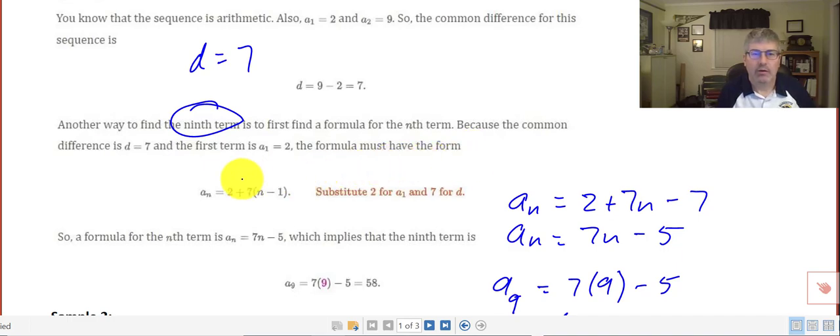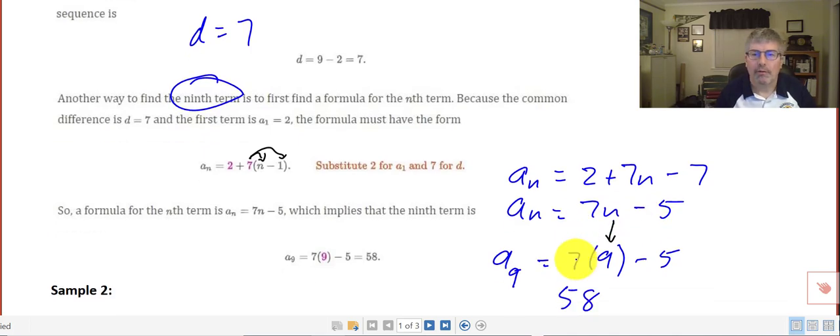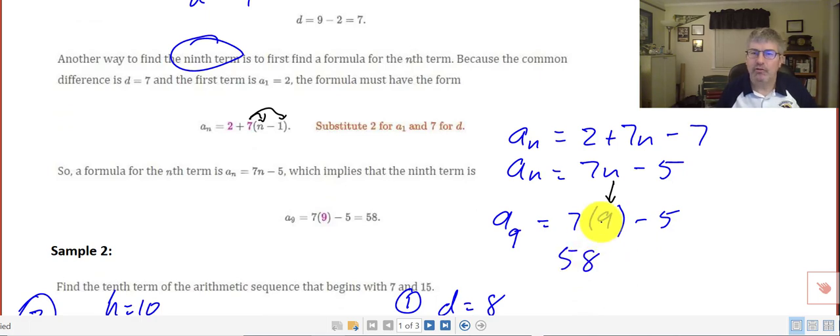A sub n equals 2, our first term, plus 7 times n minus 1. A sub n equals 2 plus 7n minus 7. We distributed the 7, so a sub n equals 7n minus 5. So our sequence is 7n minus 5. Since we want to find the ninth term of our sequence, we substitute 9 in for n, and we get 58. We've calculated the ninth term of that sequence. From having the difference and the first two terms, we can figure out what our sequence is, and then we can substitute in for whatever value we want to find.